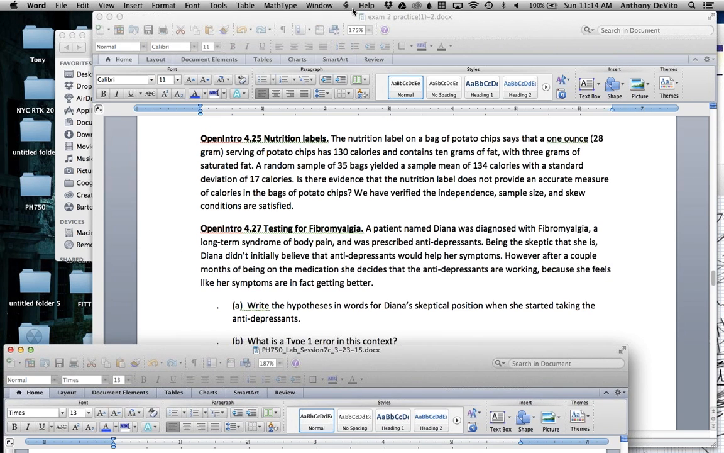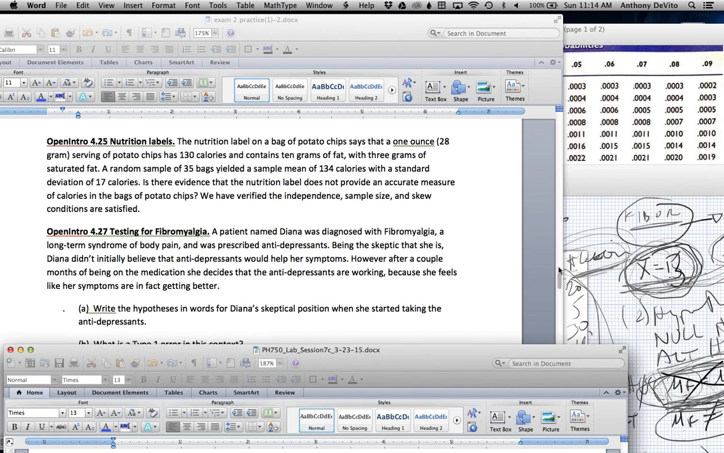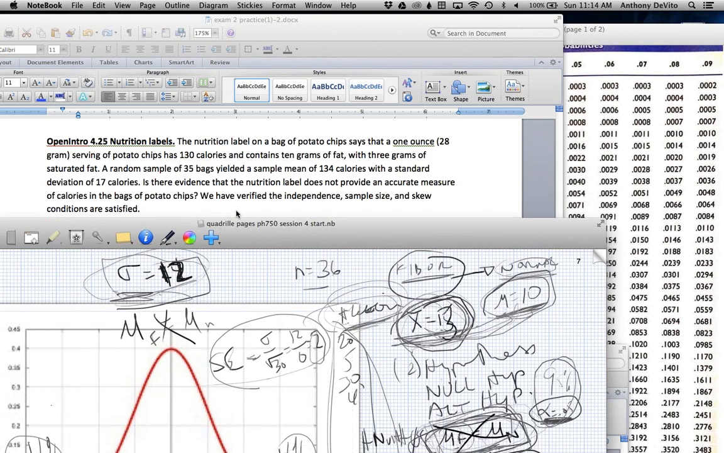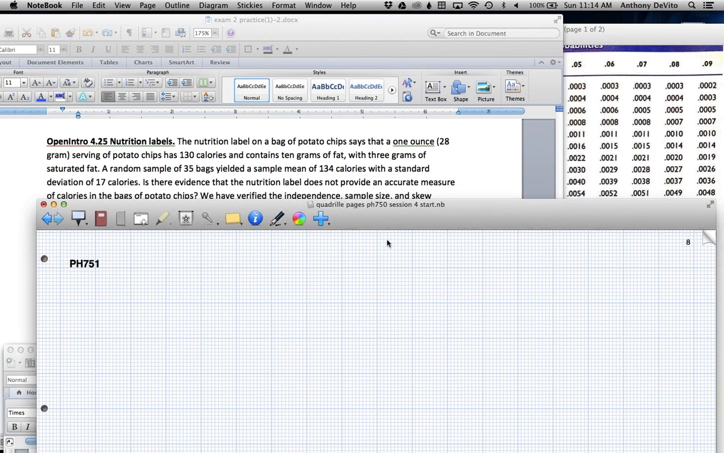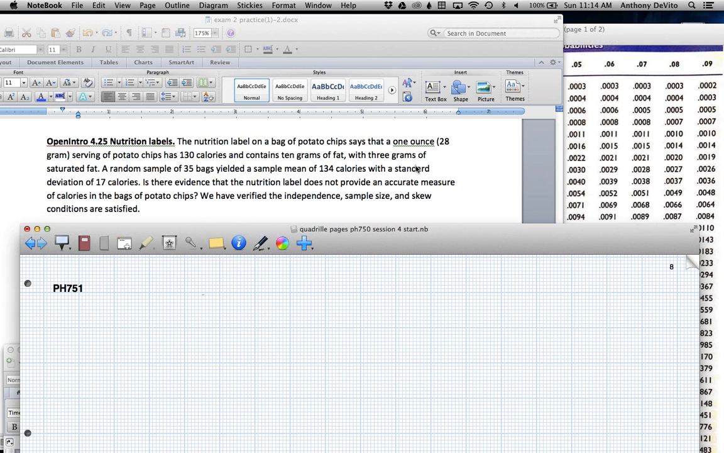Okay, let me get a piece of notepad. So let's see what we have here. The manufacturer is claiming that the number of calories is 130. So I'm going to say that he claims that the population mean for the calories in these bags is 130 calories. The manufacturer is saying that's the true average for the entire population of all his bags of potato chips that he makes. So I'm going to use that as mu.